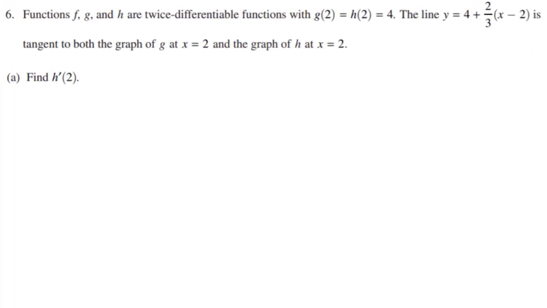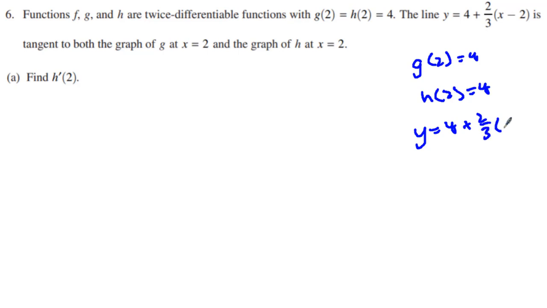Number 6, we have functions f, g, and h. They're twice differentiable, which means we know that g of 2 is equal to 4. We know h of 2 is equal to 4. That is two things we know. And we know that the line y equals 4 plus 2/3 (x minus 2) is tangent to both g and h at the exact same point. And we want to first know h prime of 2.